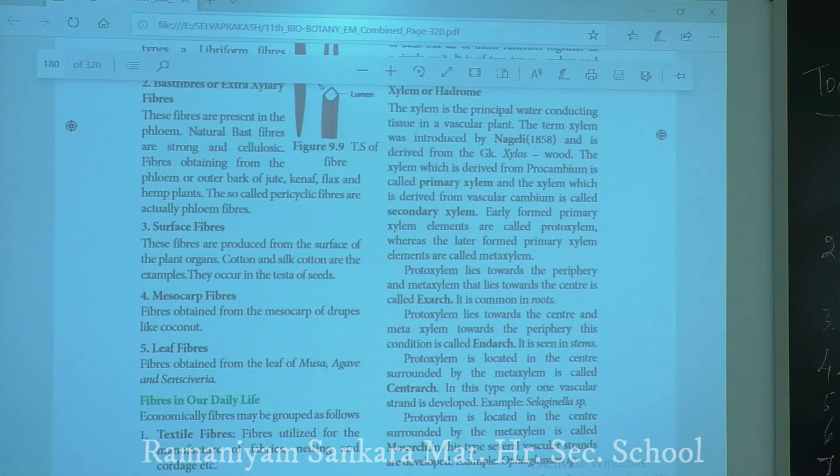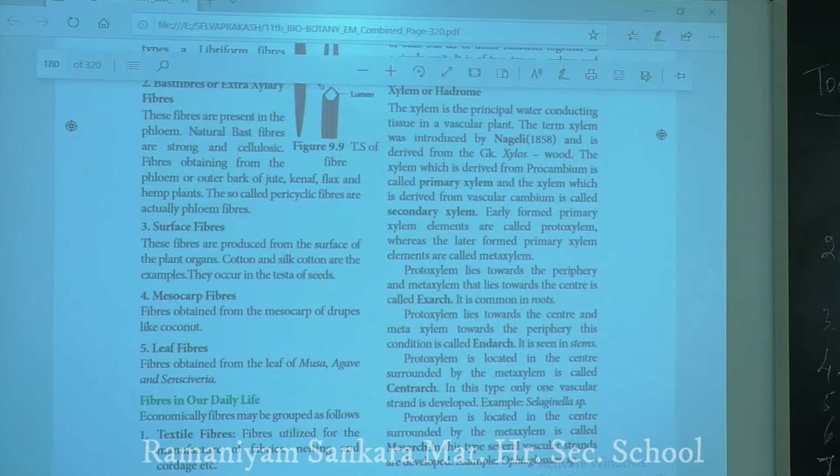Next one is very important: fibers in our daily life. Uses of fibers, applications of fibers, economic uses of fibers, whatever they will ask. They will ask this five-mark question one time, I think so. Next year back also, I think so.